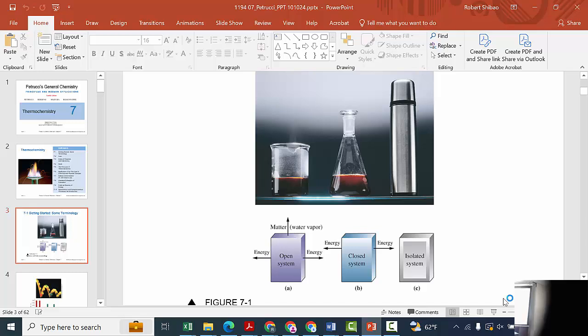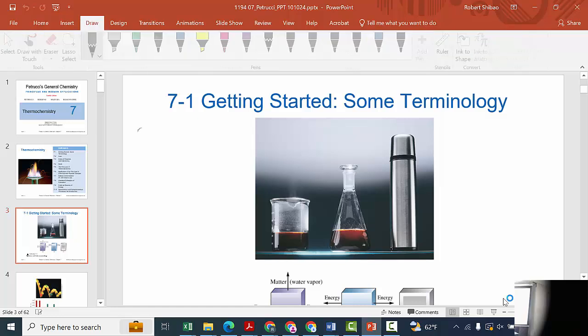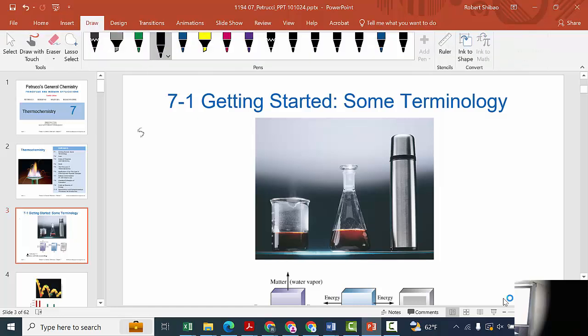So the first thing we need to do is define something called the system and surroundings. So that's what 7.1 is here. System and surroundings.